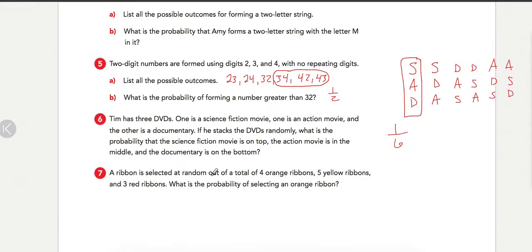A ribbon is selected at random out of a total of 4 orange ribbons, 5 yellow ribbons, and 3 red ribbons. What's the probability of selecting an orange ribbon? Well, we have 4 orange ribbons, so that means there are 4 favorable outcomes. And there are 12 ribbons altogether, so the answer is 4/12, which reduces to 1/3.